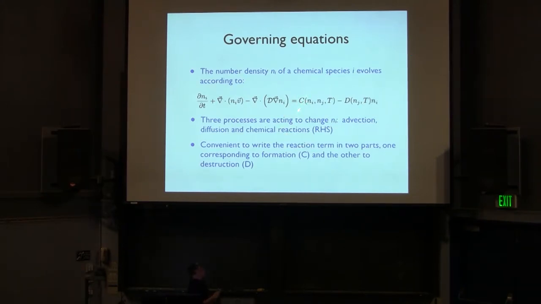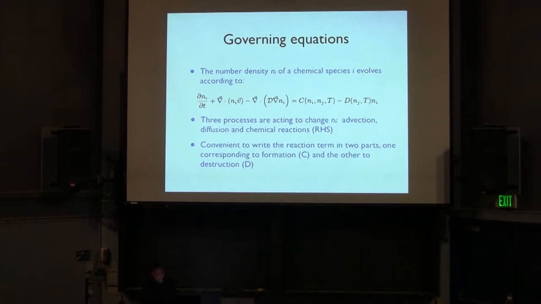So C here, in the rest of the lecture, will be the creation rate of that particular species, which tends to depend on the density of the species itself, the density of some collider or catalyst, if you like, depending on what's going on, and the temperature of the gas. There's also a destruction term, which is trying to get rid of it. So you're not just creating it, you're also destroying it. And the destruction term tends to depend on the density of some sort of collider or some other process, the temperature, and it's proportional to the density of the thing you're trying to get rid of. That makes sense.